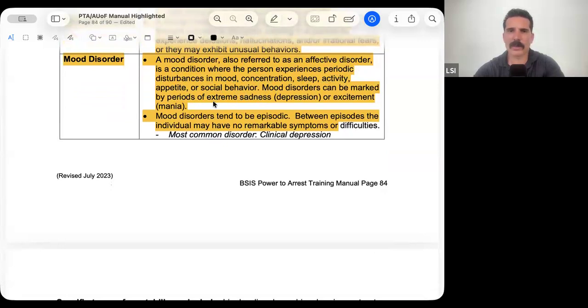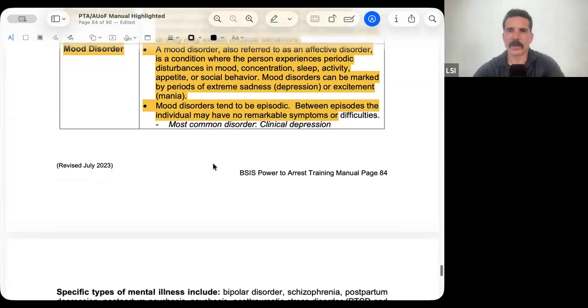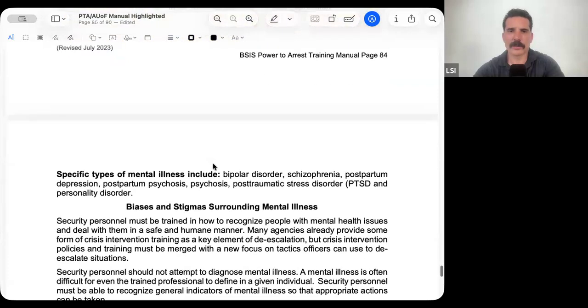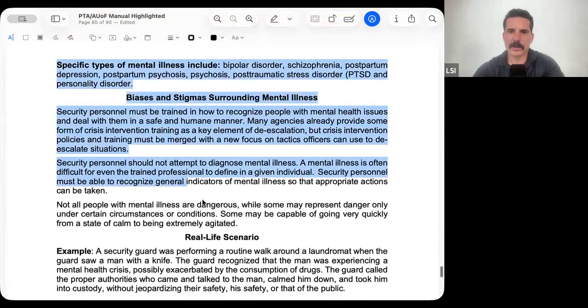Mood disorders can be marked by periods of extreme sadness, depression, or excitement, mania. Mood disorders tend to be episodic. Between episodes, the individual may have no remarkable symptoms or difficulties. Most common disorder, clinical depression. All right, and then it continues. Next page.